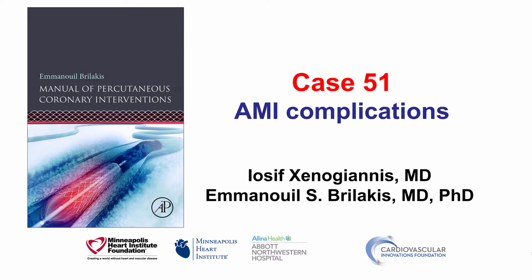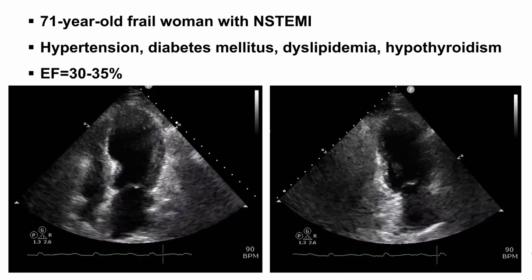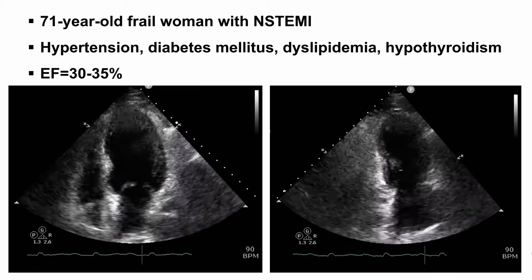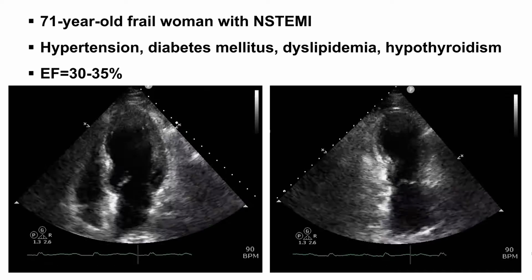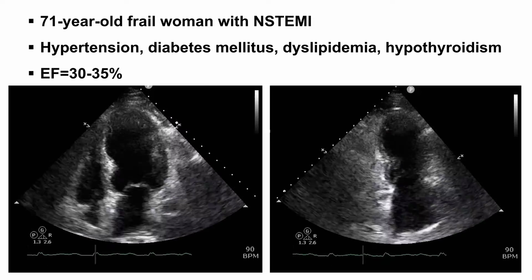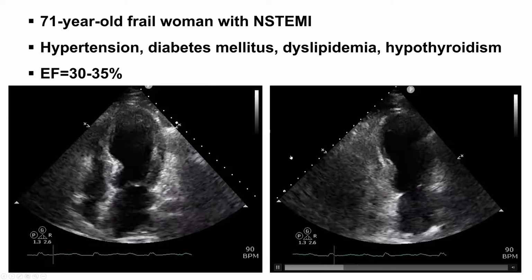This is a case illustrating complications of acute myocardial infarction. The patient was an elderly woman who presented with a non-ST segment elevation myocardial infarction. She had multiple risk factors, and on presentation, her ejection fraction was 30 to 35% with anterior and apical hypokinesis and akinesis.